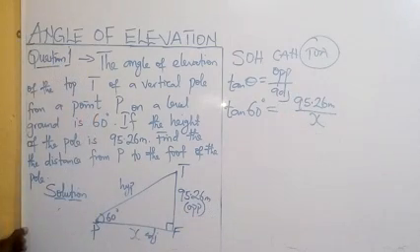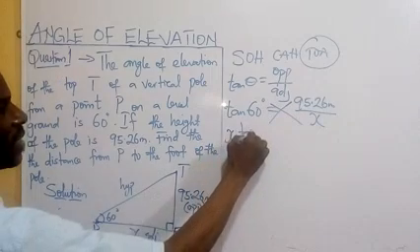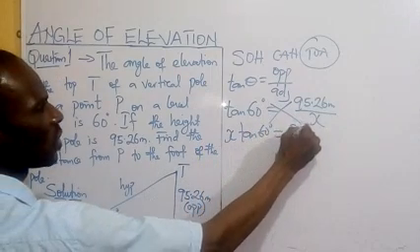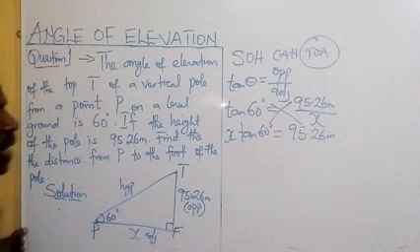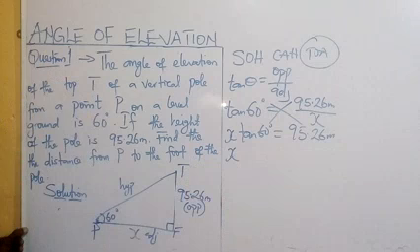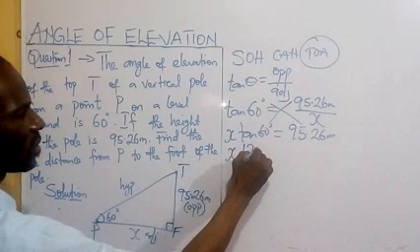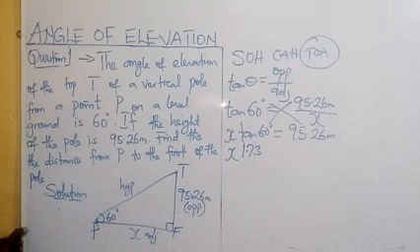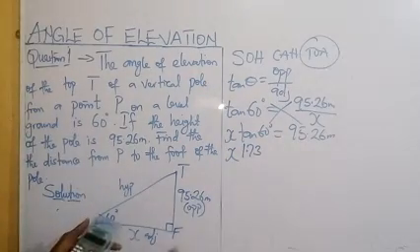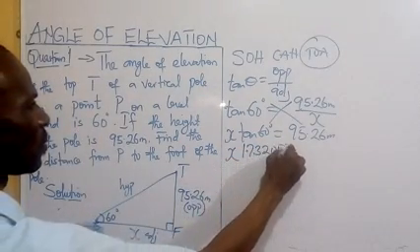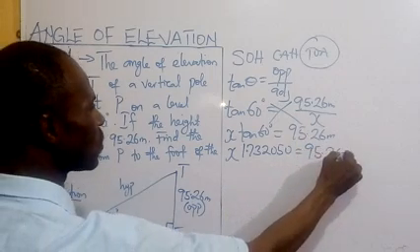So at this stage, the next thing to do is to cross multiply. So therefore, we have X tan 60 degrees equals 95.26 meter. Now, let's use our calculator. What's the value of tan 60? The value of tan 60, we have it as 1.732050. So 1.732050 X equals 95.26 meter.